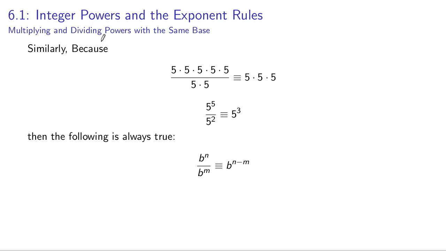Similarly, because 5 times 5 times 5 times 5 times 5 divided by 5 times 5 is the same as just 5 times 5 times 5 by canceling, right? We can cancel these common factors. Then 5 to the 5th divided by 5 squared is just 5 cubed, and that shows the following rule for division. If we have the same base, b, and we have two different exponents, that's equivalent to writing the base to the power of n minus m, the subtraction of the two powers.